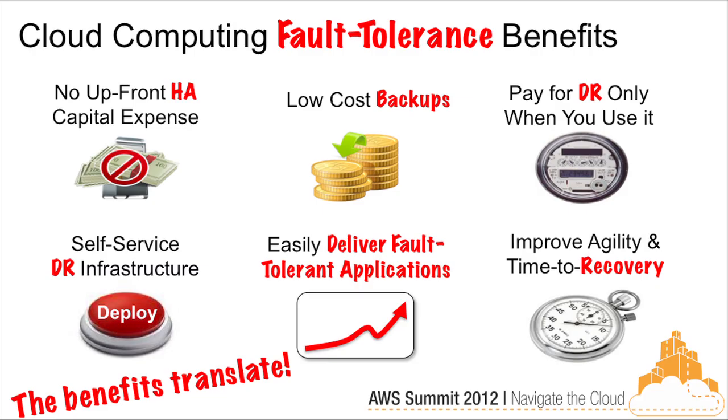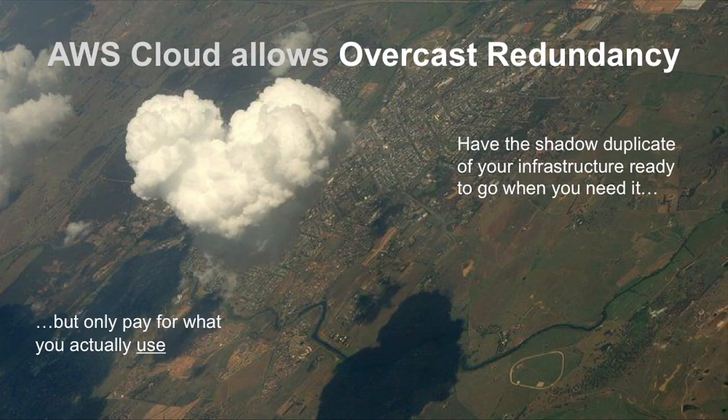One way that we've been trying to help people understand about it is that the AWS Cloud allows you to overcast a little bit. You get this shadow infrastructure that's there. We've built a pile of machines.